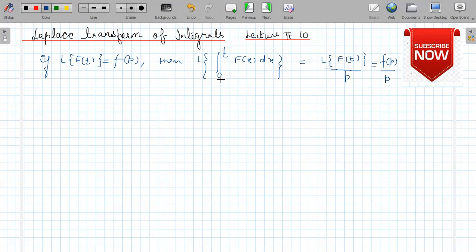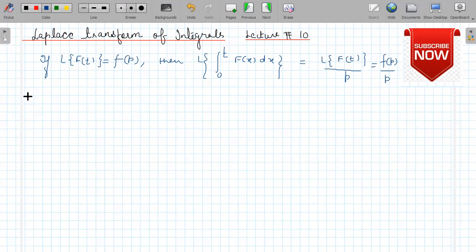So whenever you have the Laplace transform of integrals, the integral is converted into division by p and L is operated on this f(x). That will become Laplace of f(t). You can also use x here, but since we use the function f(t) always, so we use f(t) here. So since Laplace of f(t) is f(p), this is f(p) divided by p.